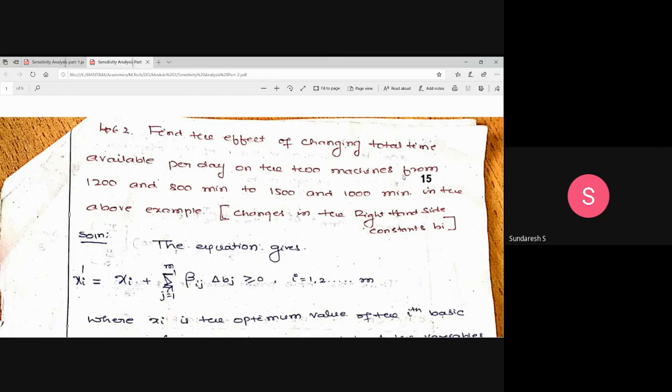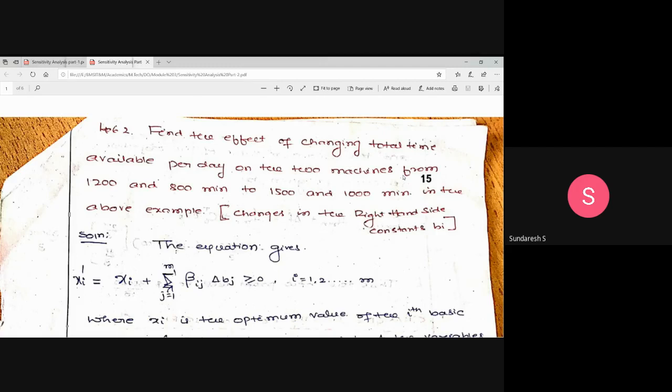This is a typical examination problem for you. If the problem given in the first statement is to determine the optimal solution, along with that they will give this statement also. Find the effect of changing the total time available per day on the two machines from 1200 and 800 minutes to 1500 and 1000 minutes in the above example.